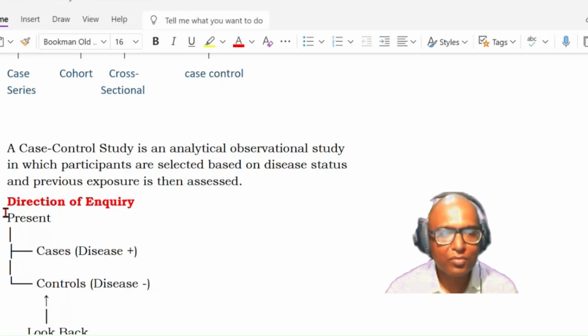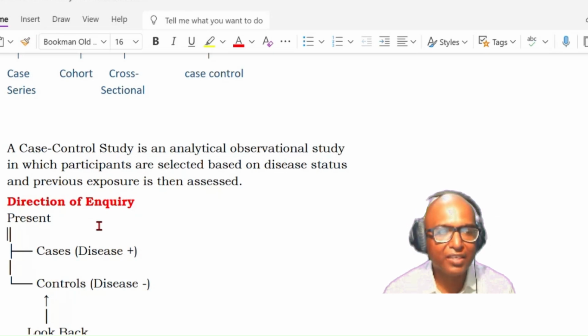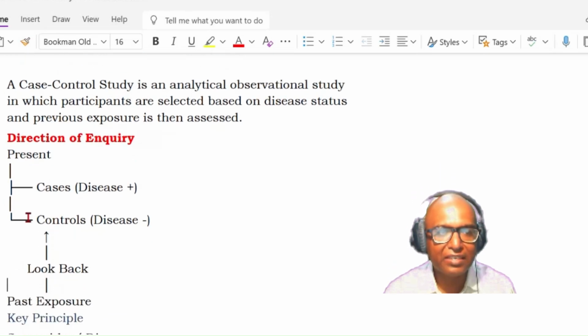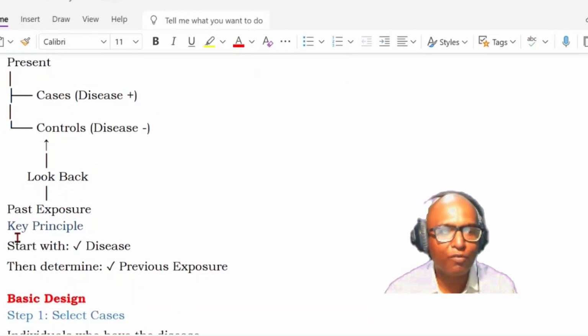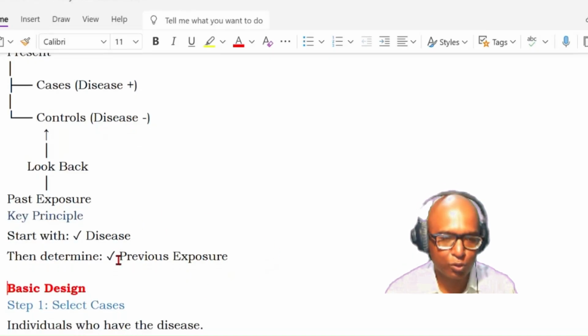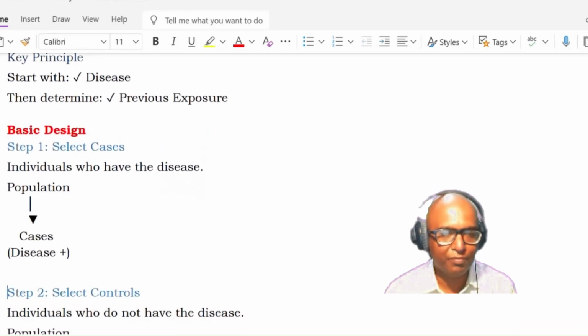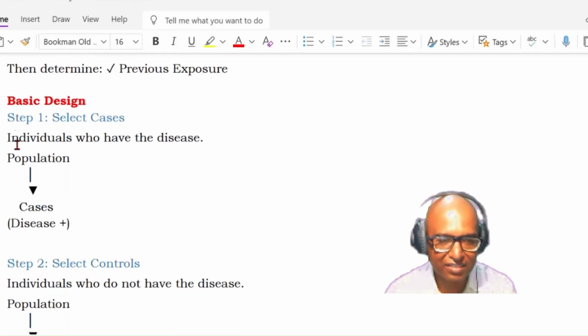So what is the direction of inquiry here? We have the cases, that is the disease present, and controls, who are disease negative, and in both groups we look backwards for the past exposure. Basically, the case control study starts with the disease, and then we determine the presence or absence of the exposure.